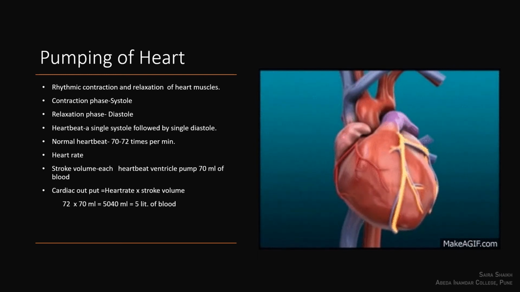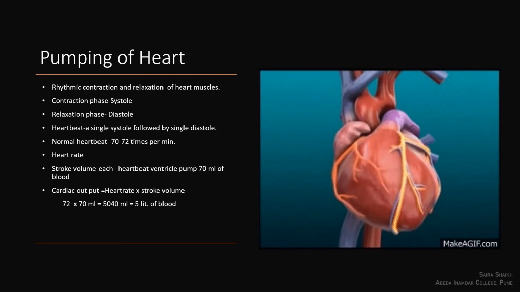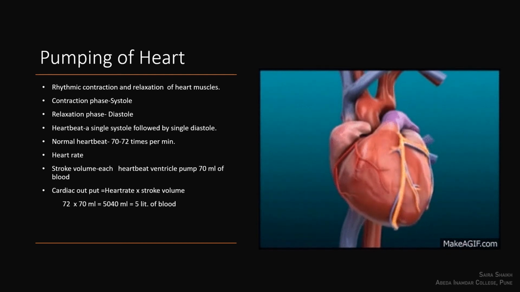During the ventricular contraction, the ventricle pumps the blood. So in every heartbeat, 70 ml of blood comes from the ventricle. To calculate the cardiac output, we have to consider the stroke volume and the heart rate. The heart rate is 72 and the stroke volume is 70 ml. So approximately we are getting the figure of 5 liters of blood. So in a minute, the heart pumps 5 liters of blood.